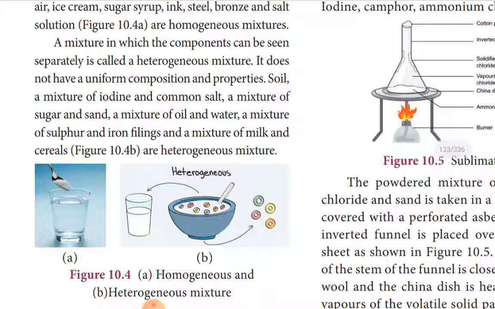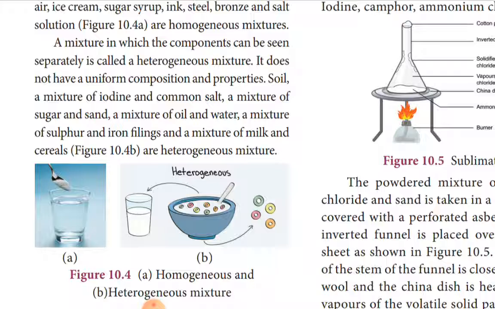A mixture whose components can be easily seen through our naked eye and easily separated is called a heterogeneous mixture. With the naked eye, we can observe two separate phases, so it is called a heterogeneous mixture. The elements do not have a uniform composition in a heterogeneous mixture.